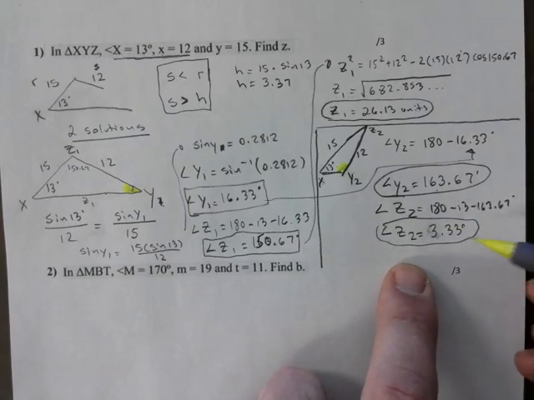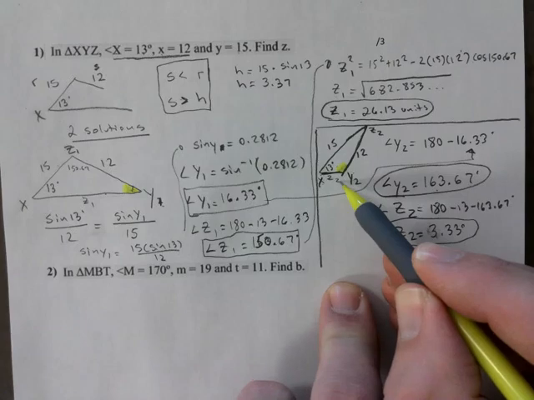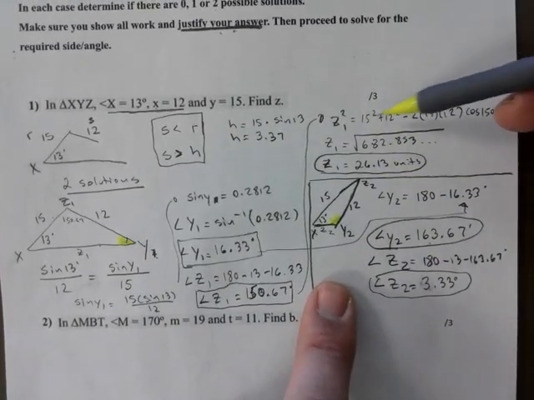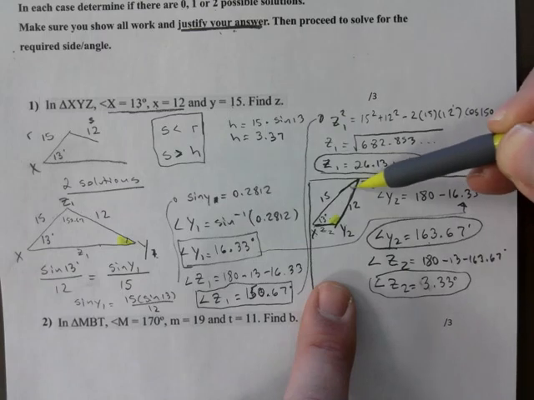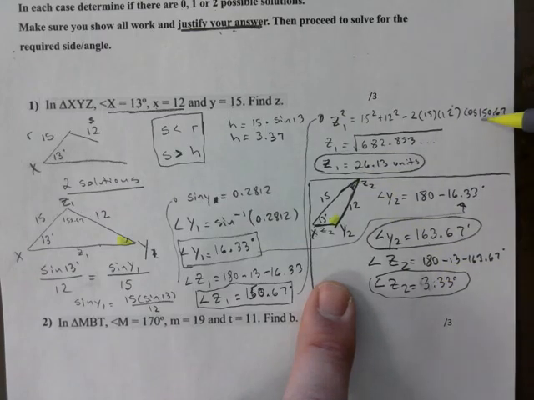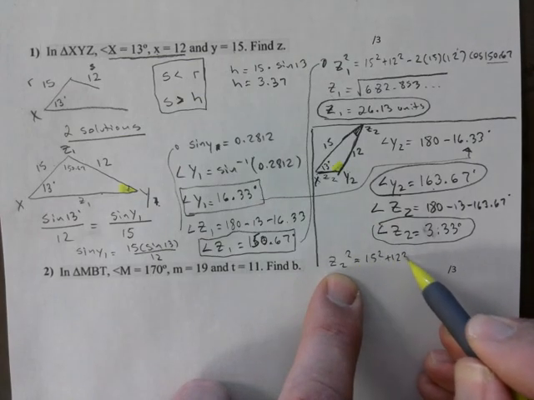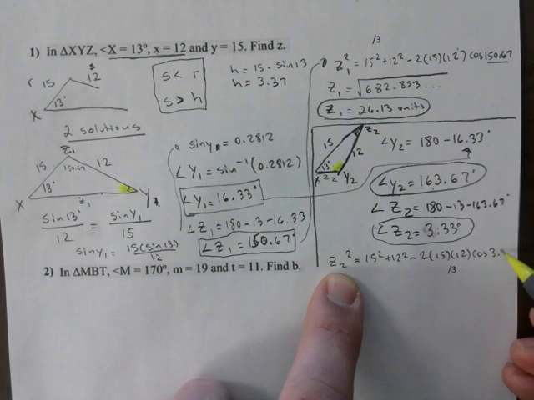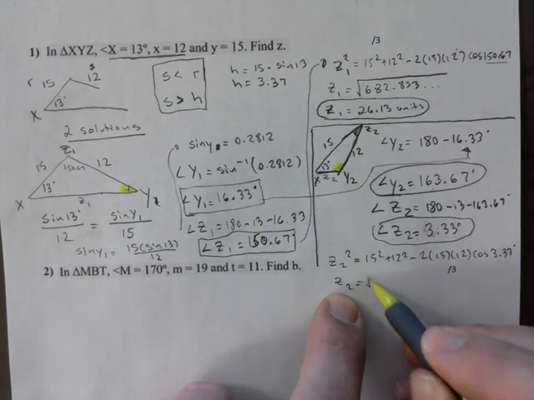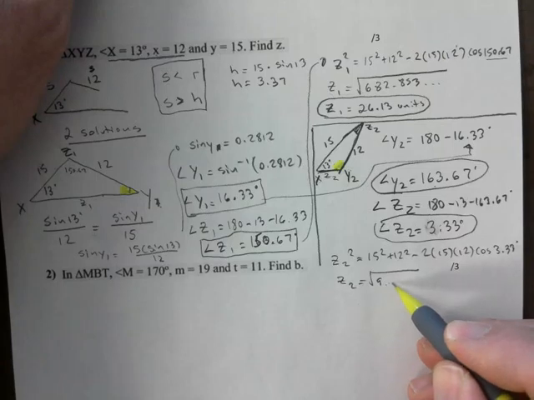And now you figure out this right here. This is Z2, right? Side Z2. So I use cosine law again, and it looks exactly the same. Okay, 12, 15, and 12 still, but now that little angle here is 3.33. So I use that here instead of 150.67. Okay, so Z2 squared is 15 squared plus 12 squared minus 2 times 15 times 12 times cosine of 3.33. Z2 is square root of that, and that's 9 point something. Okay.